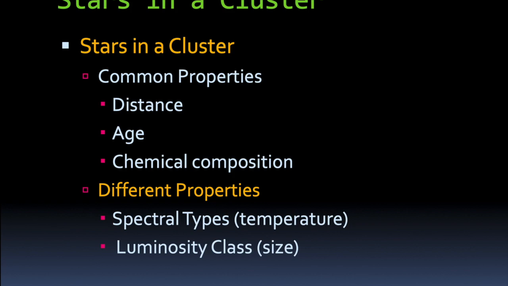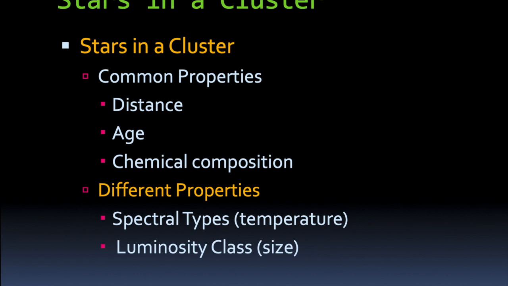The common properties for stars in a cluster are their distance, because they're all a similar distance away from each other, and therefore from us. An age, because they were all made at about the same time from the same stardust, the dust and gas, all that material. So they also have a very similar chemical composition. So age, chemical composition, distance, all the same for stars in a cluster, but each star in a cluster can be whatever temperature and whatever size it wants to be.